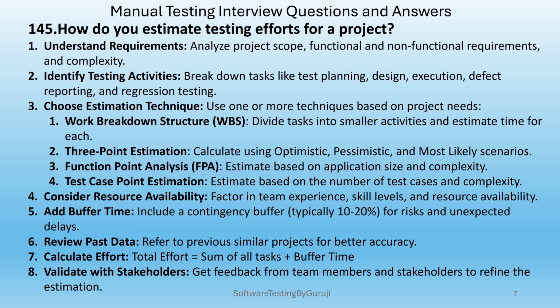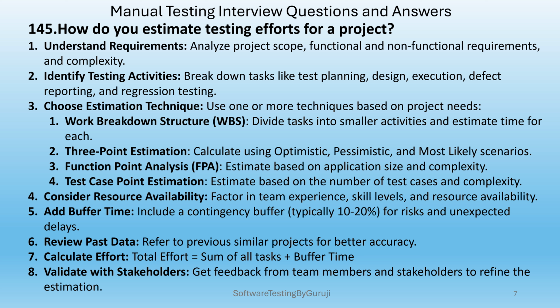First technique, WBS. Divide tasks into smaller activities and estimate time for each. Second, 3-point estimation. Calculate using optimistic, pessimistic, and most likely scenario. Third, function point analysis, FPA. Estimate based on application size and complexity. Fourth, test case point estimation. Estimate based on number of test cases and complexity.